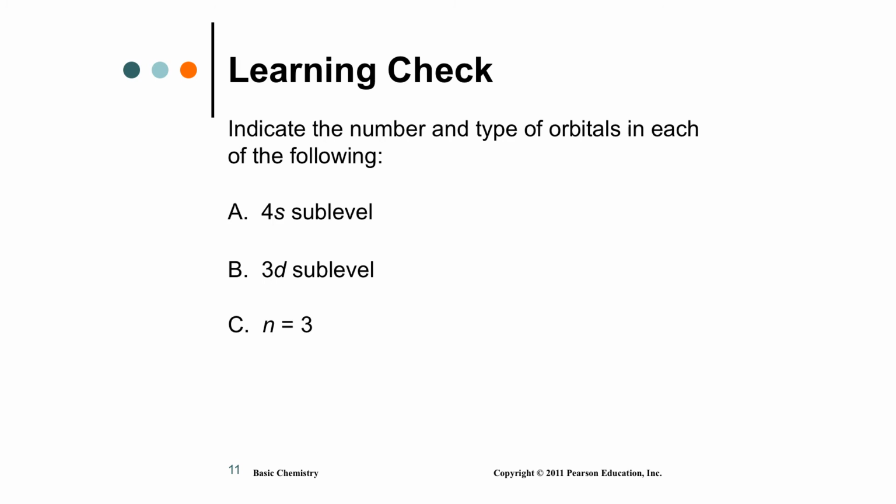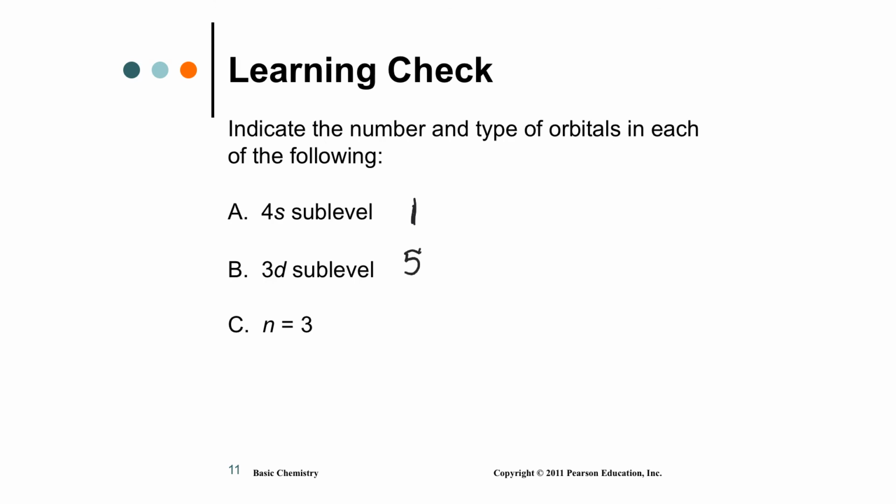So here's some example questions. Indicate the number and types of orbitals in each following level. Okay, well, the type of orbital, in the 4s sublevel, how many orbitals are in an S? There's only one orbital in the S. How many are in the D, in the third D? It doesn't matter what row it is, the D has how many? Okay, well, the S has 1, the P has 3, the D has 5.